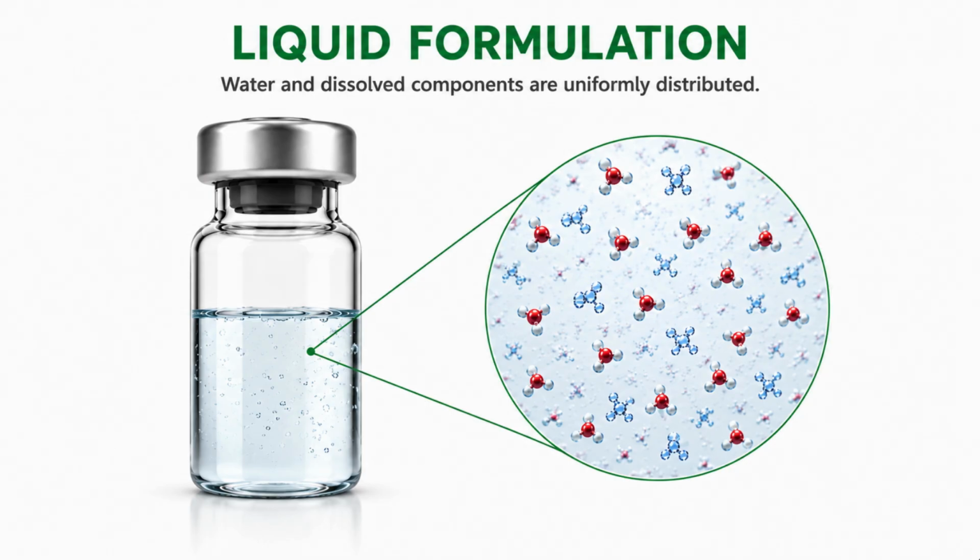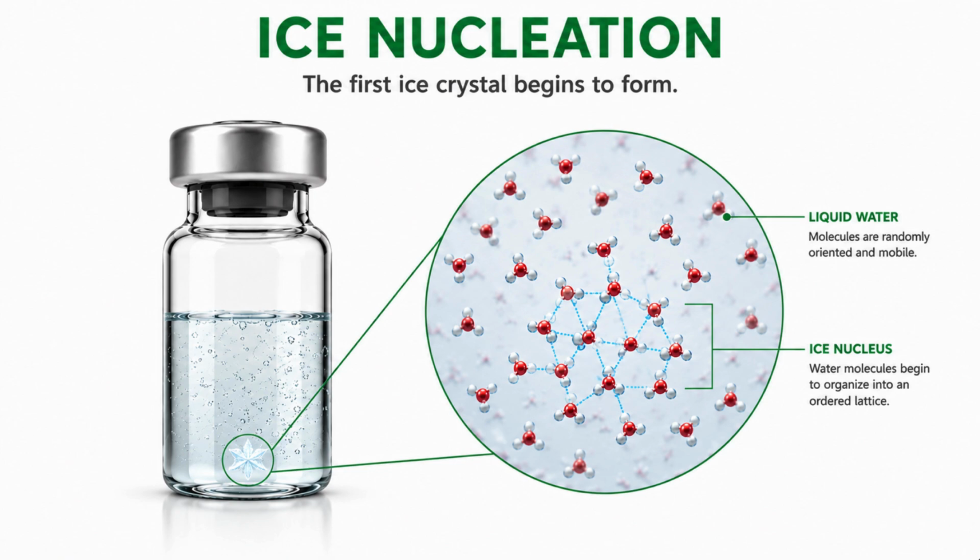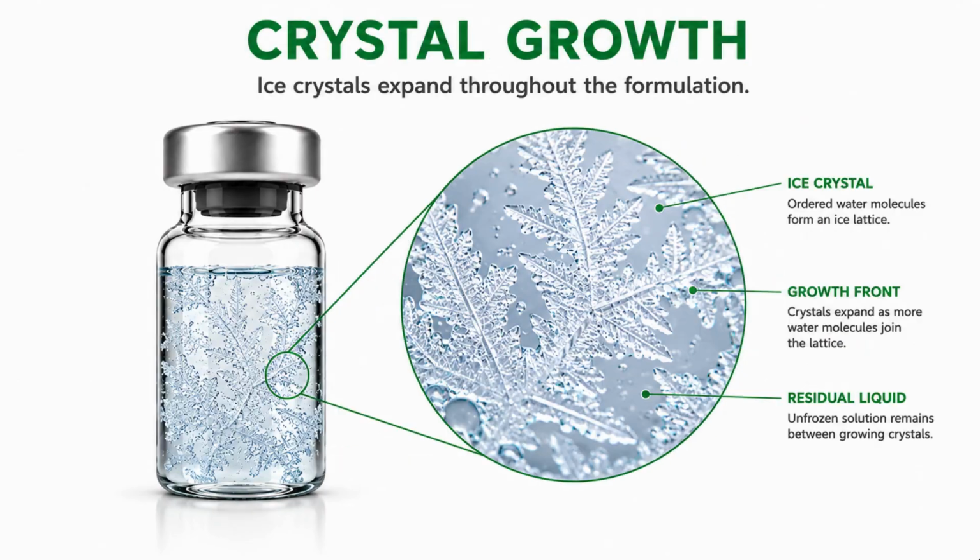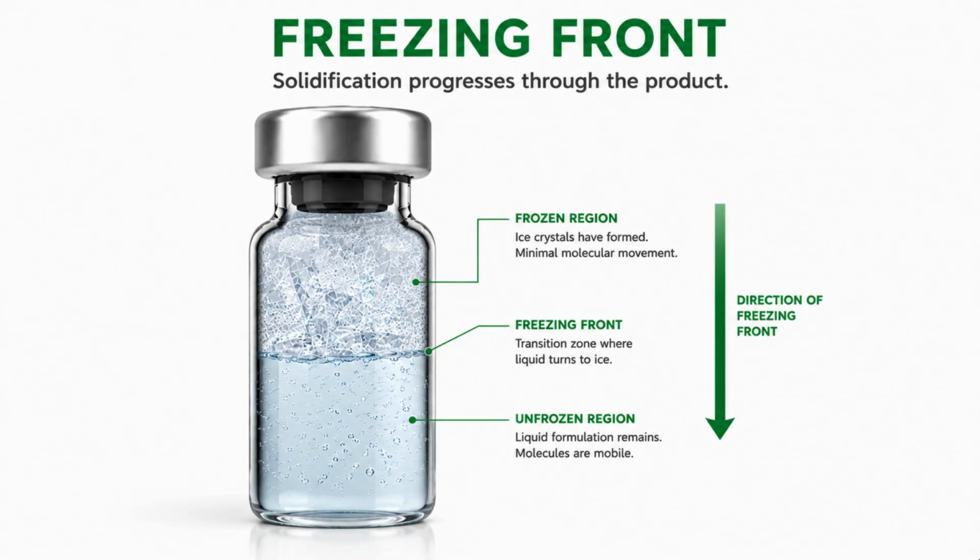The first stage is freezing. At the start of the cycle, the formulation is a uniform liquid containing water and dissolved pharmaceutical ingredients. As the temperature decreases, the first ice crystals begin to form. This marks the beginning of solidification. These crystals continue growing until the entire product becomes frozen.